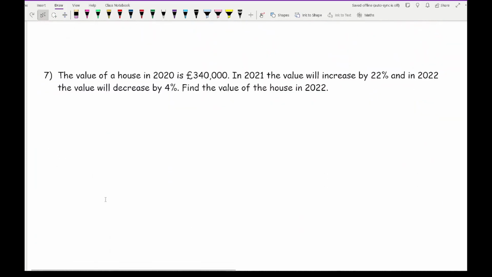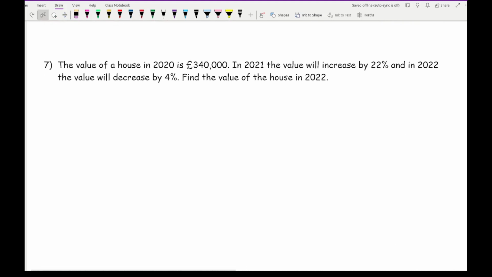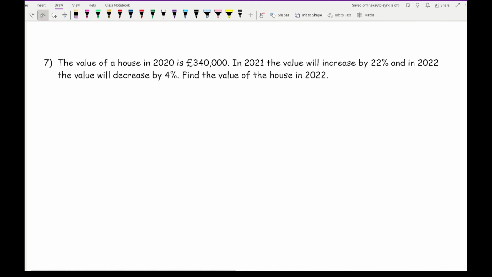So now let's have a look at some worded questions. It says that the value of a house in 2020 is 340,000. In 2021, the value will increase by 22%, and in 2022, the value will decrease by 4%. Find the value of the house in 2022.